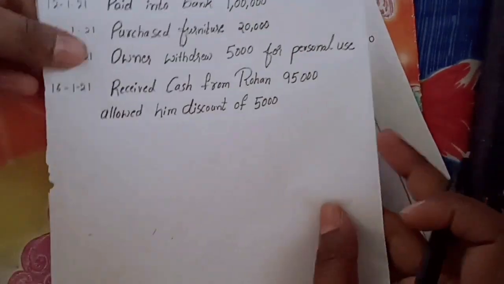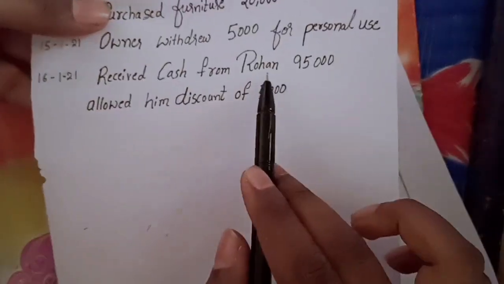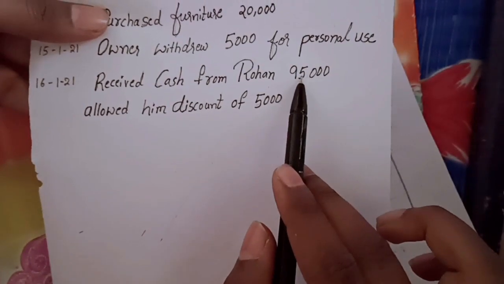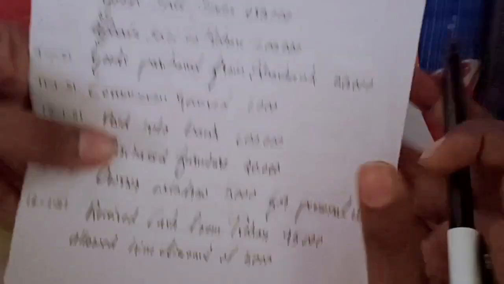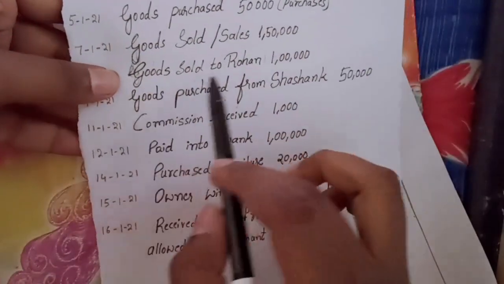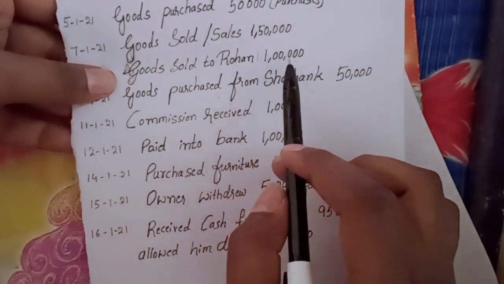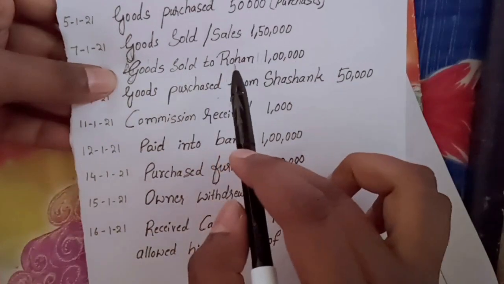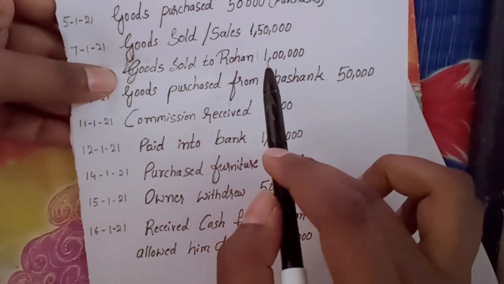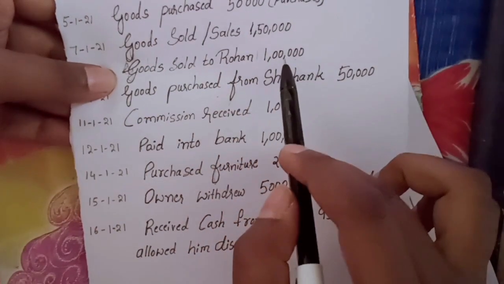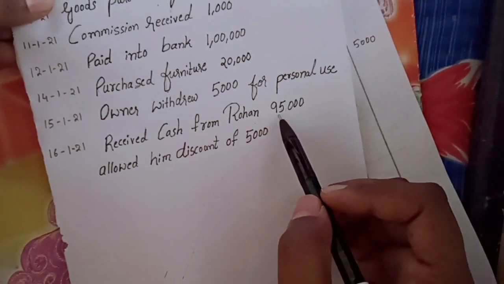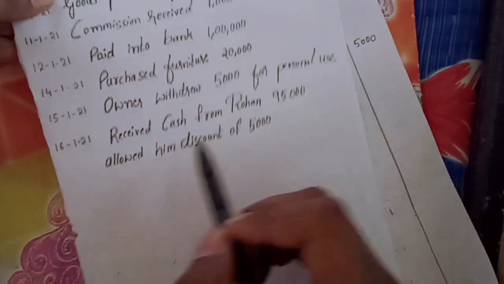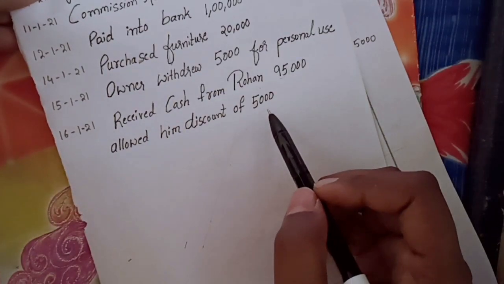Next one, received cash from Rohan 95,000 and allowed him discount of 5,000. So we sold goods to Rohan of 1 lakh rupees. We sold to Rohan the goods with the net worth of 1 lakh rupees. 1 lakh rupees amount of goods are sold, and we are receiving 95,000 in return. We are allowing him the discount of 5,000.